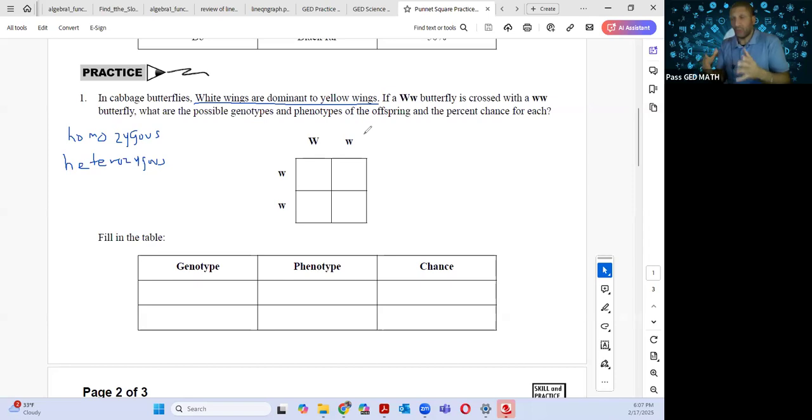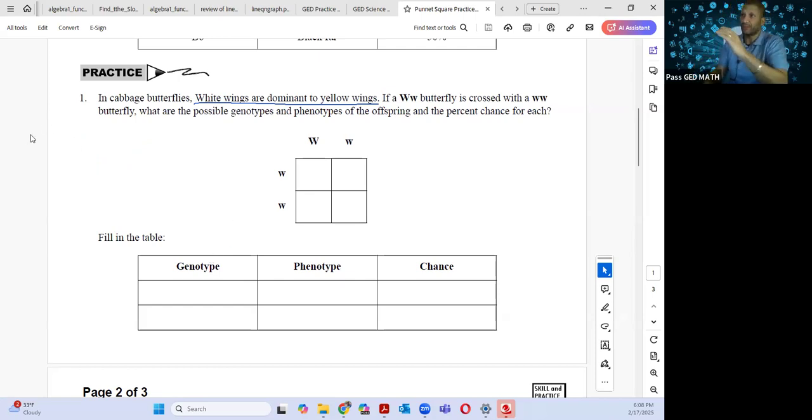So you want to remember certain keywords: homozygous, heterozygous. You also want to know dominant and recessive. You want to be familiar with the term allele, which is another word for gene. When you look at this, they have genotype, phenotype, and the probability. Genotype has to do with the genes. The phenotype has to do with the physical characteristic.